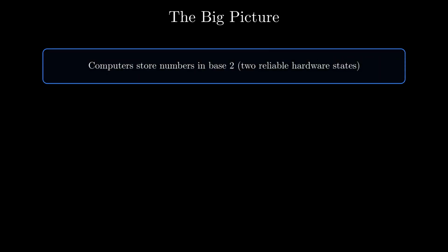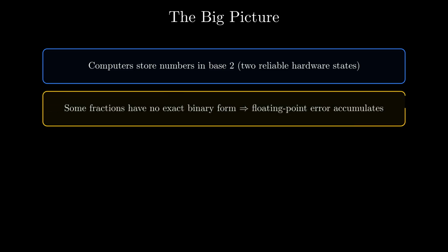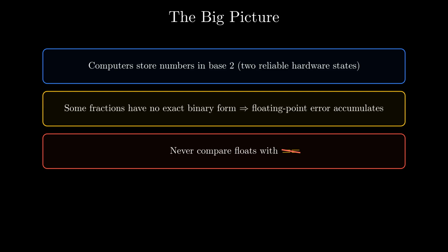So binary is why floating point error exists. Some fractions can't be stored exactly in base 2, so floats carry tiny errors that accumulate. That's why we never compare floats with double equals. Next, we'll use this to build an approximation algorithm.